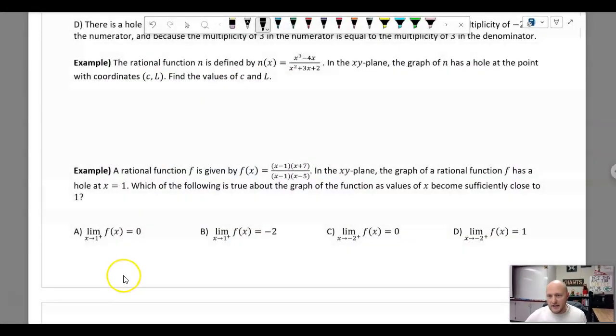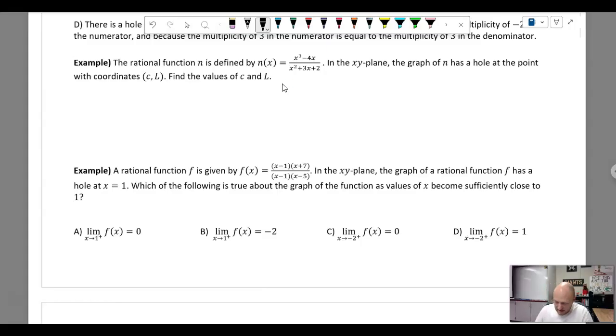Okay, we're going to go ahead and jump back in, and we're at this example that says the rational function n is defined as n of x equals x cubed over 4 minus x over x squared plus 3x plus 2. In the xy plane, the graph of n has a hole at the point with coordinates c, comma, l. Find the values of c and l. So don't get confused by the c and l. They just want to know, hey, there's a hole, what's the coordinate?